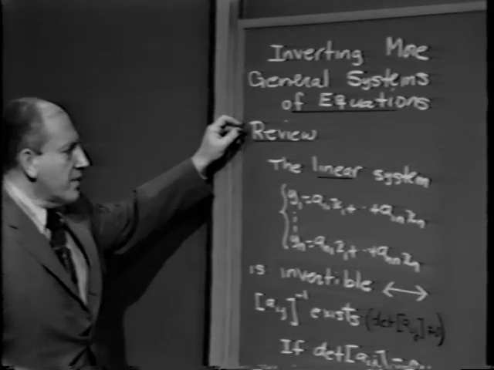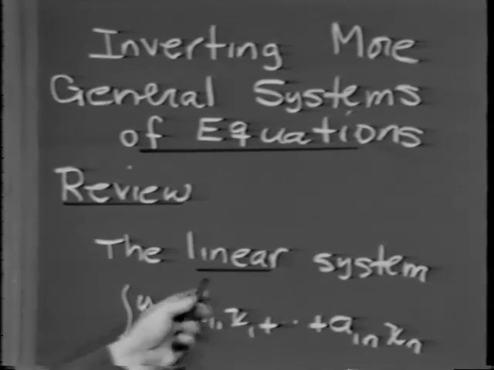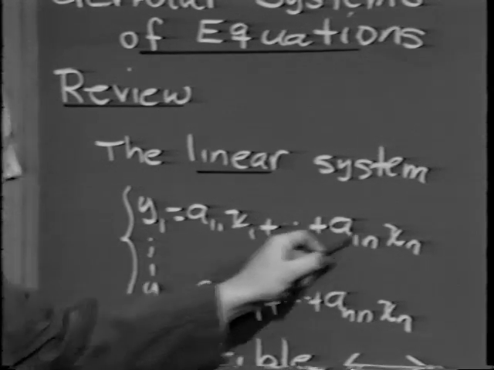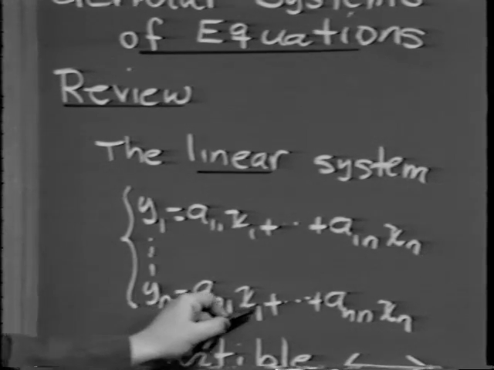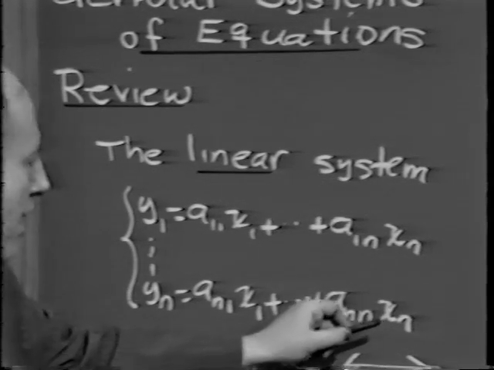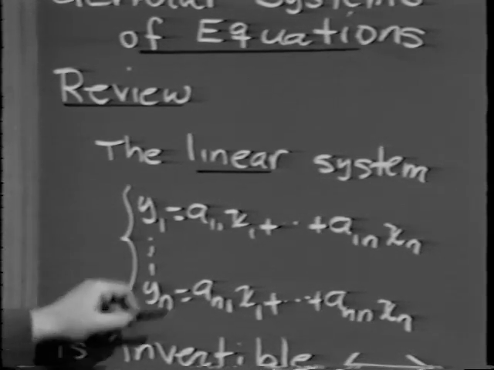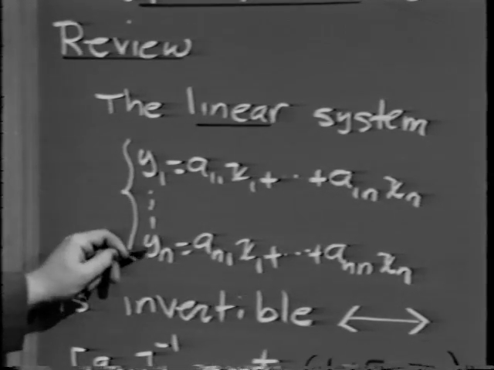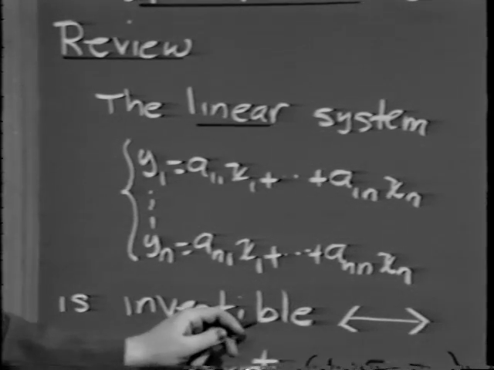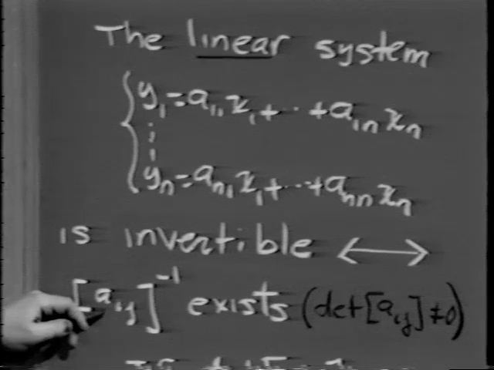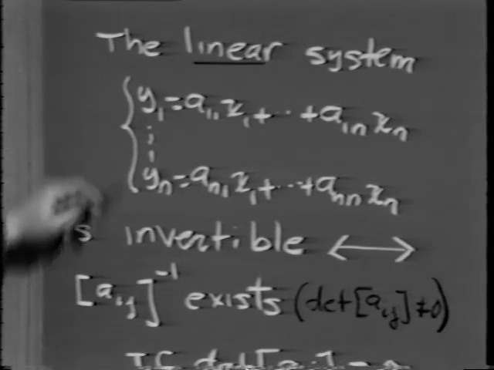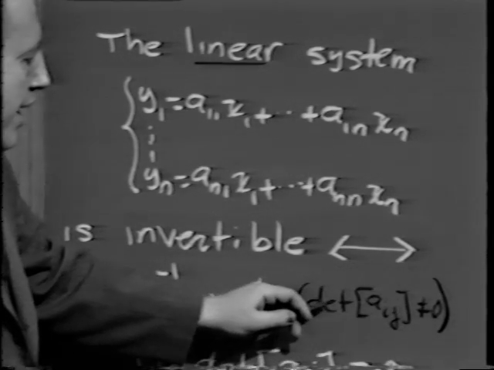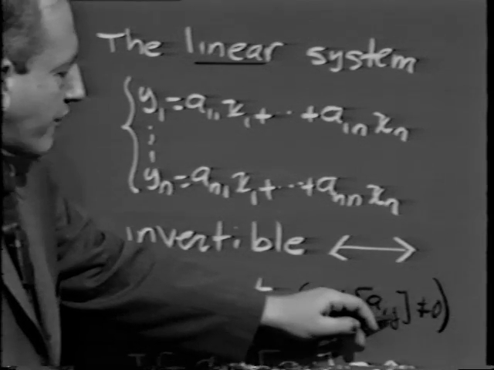By way of a very brief review, recall that given the linear system y1 equals a11 x1 plus etc. a1n xn, up to yn equals an1 x1 plus etc. ann xn, we saw that that system was invertible, meaning what? That we could solve this system for the x's as linear combinations of the y's if and only if the inverse of the matrix of coefficients of this system exists. And in terms of determinants, recall that that means if and only if the determinant of the matrix of coefficients is not zero.